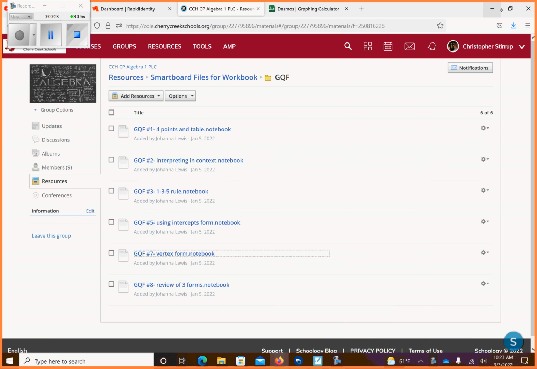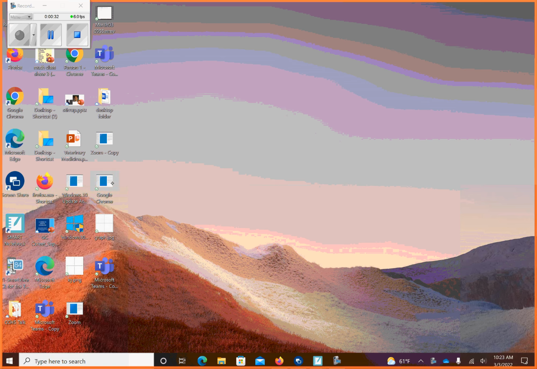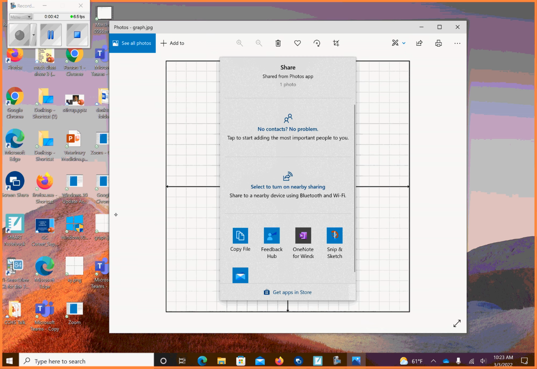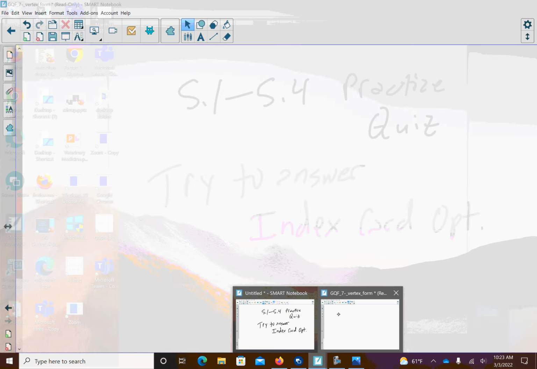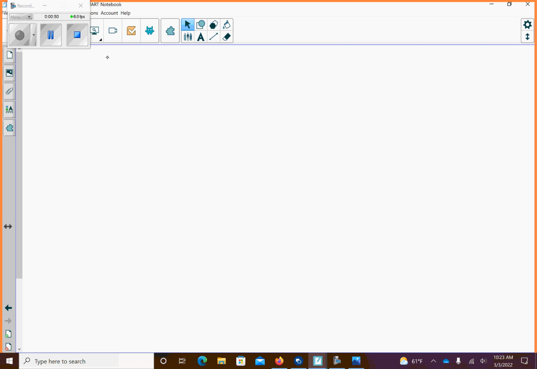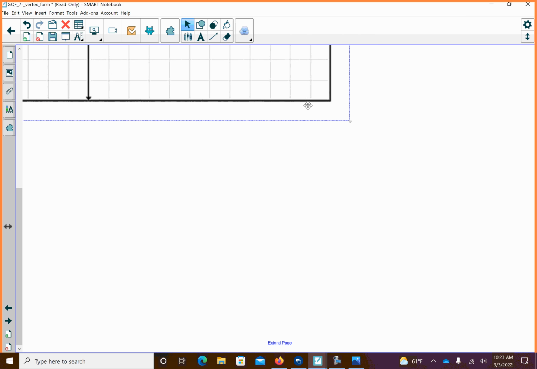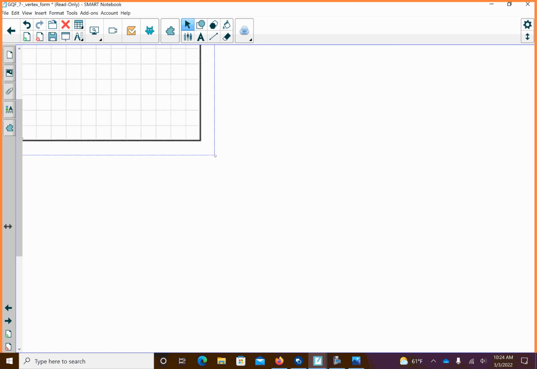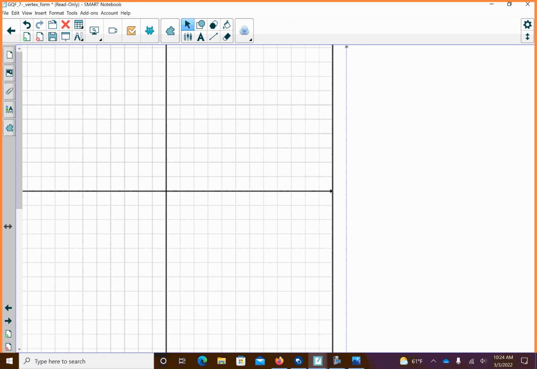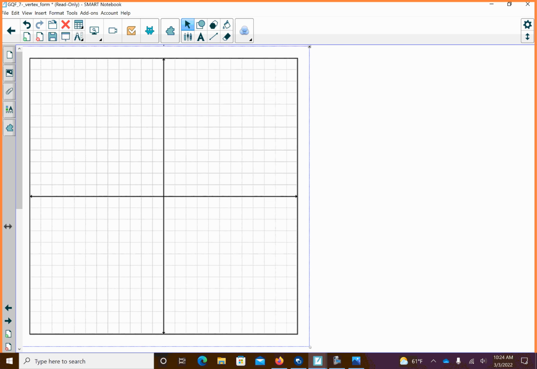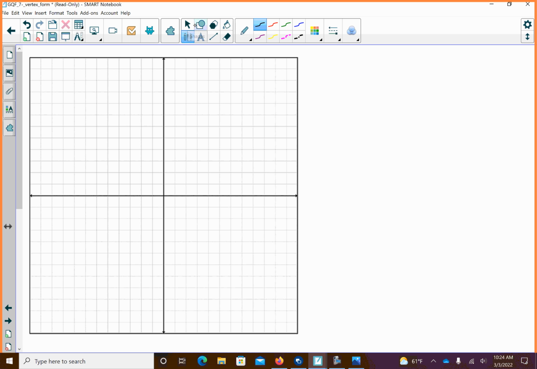I'm going to do this. I'm going to get rid of that. I want to capture this. Copy file. Paste. Okay, way too big of a graph, but we'll reduce that down. All right, there we go. And I'm sorry, 15? Okay.